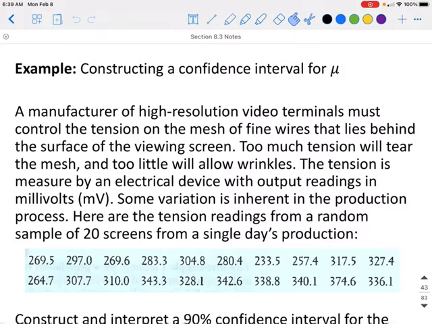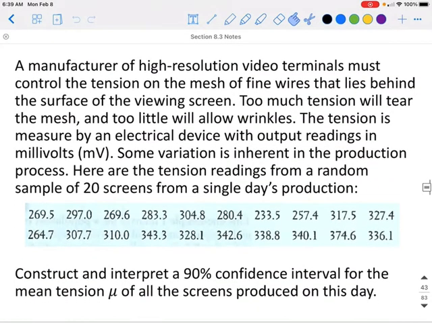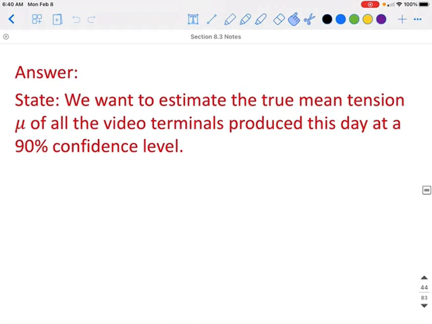Here are the tension readings from a random sample of 20 screens from a single day's production. Construct and interpret a 90% confidence interval for the mean tension mu of all screens produced on that day. So remember, in the 4-step process, the first thing you need to do is state. So we want to estimate the true mean tension mu for all video terminals produced this day at a 90% confidence interval.